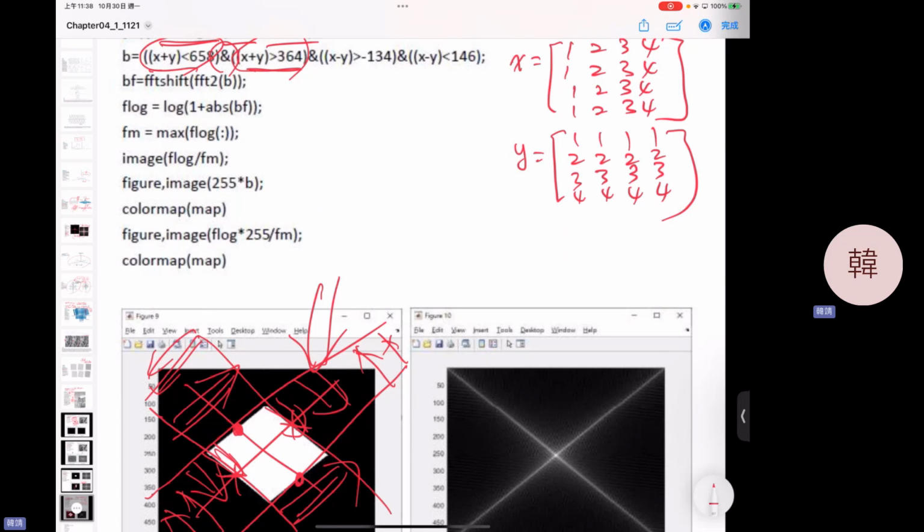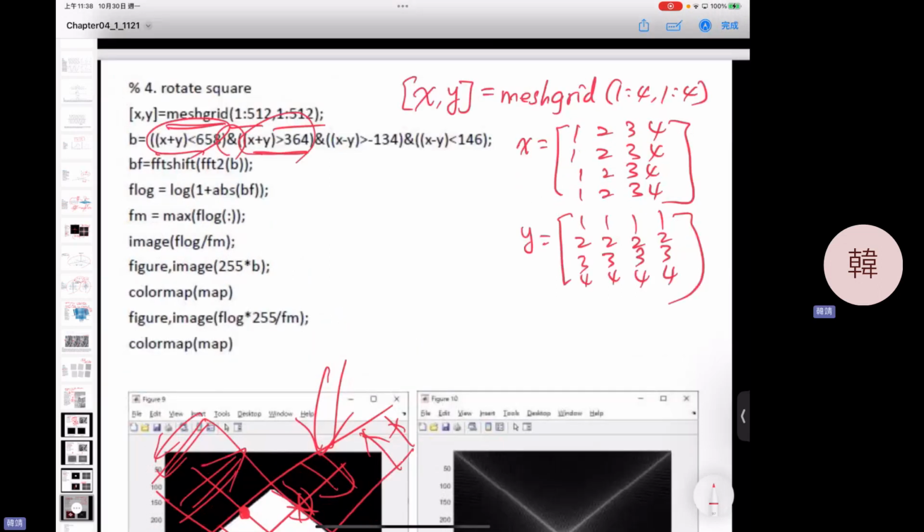I'm teaching you how to create any different shape you like in your image. Okay, is that okay?